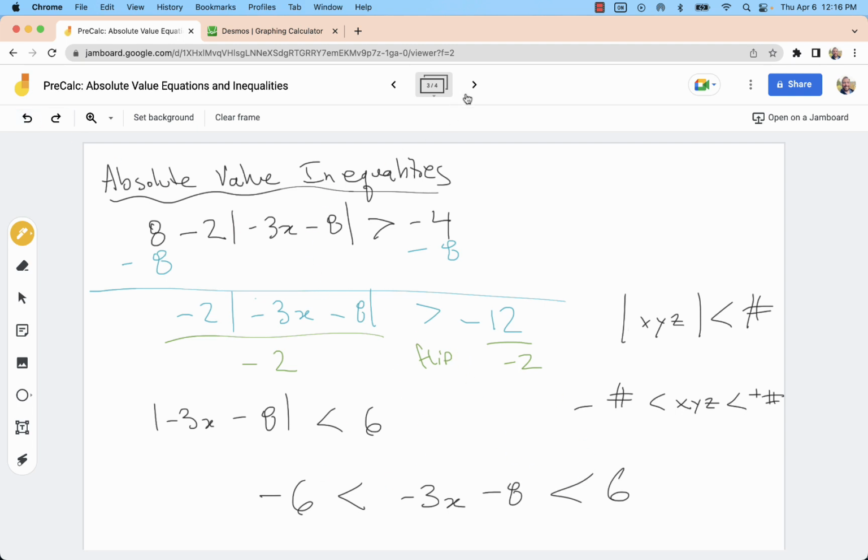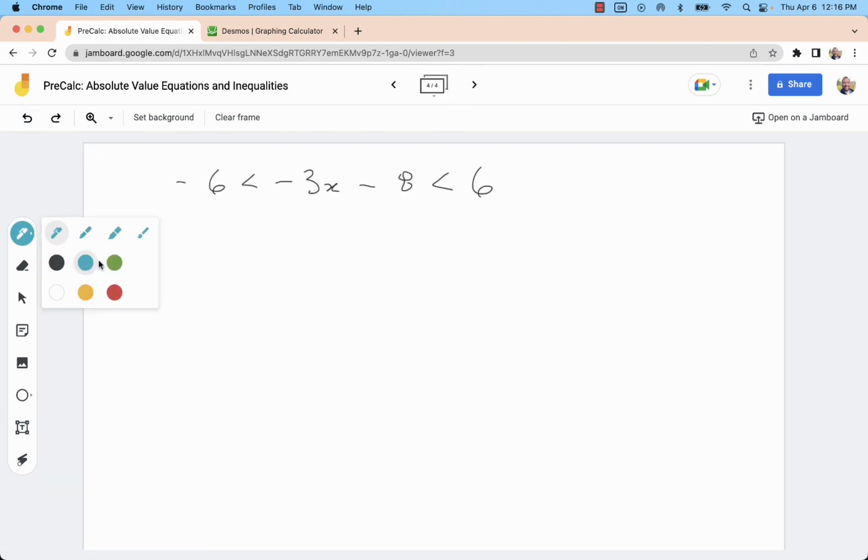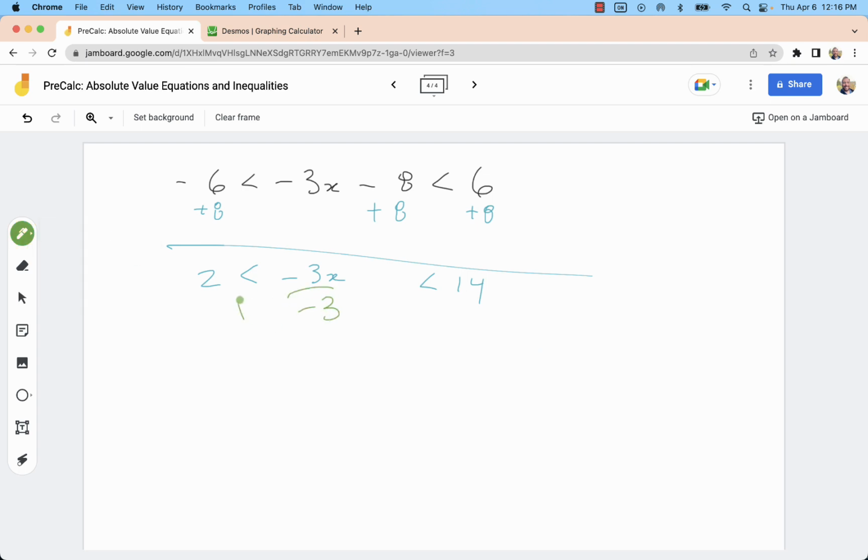And I'm going to go to the next page and solve that. First step, add 8. Always deal with the constant first, then the coefficient. And we have 2 less than -3x less than 14. And now divide by -3. And just like before, make a little note for yourself. All the inequalities will flip when you divide by a negative. If you don't, it's not going to make any sense.